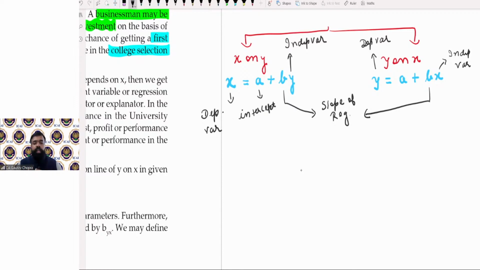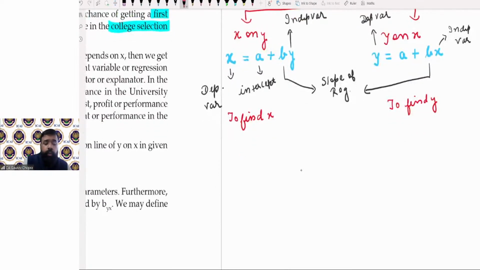One type of equation is x on y, the other is y on x. Now the main point is which equation we have to use when. So when you have to find x, use x on y, and if you want to find y, use y on x. Whichever you have to find, use its equation. Accordingly you can find.